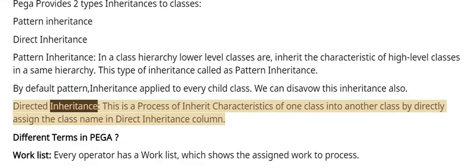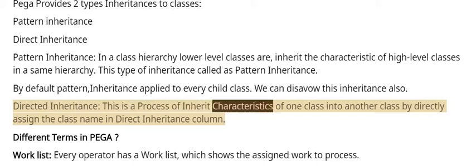Directed inheritance is the process of inheriting the characteristics of one class into another class by directly assigning the class name in the direct inheritance column.